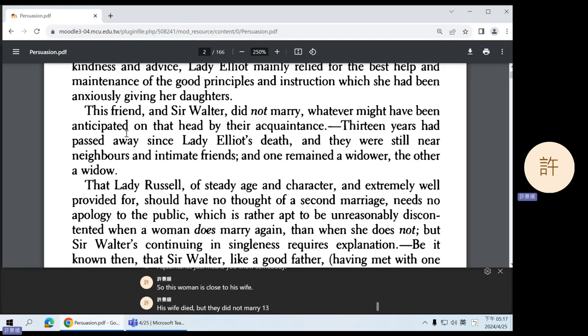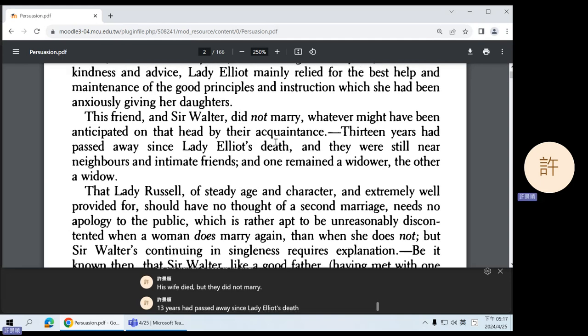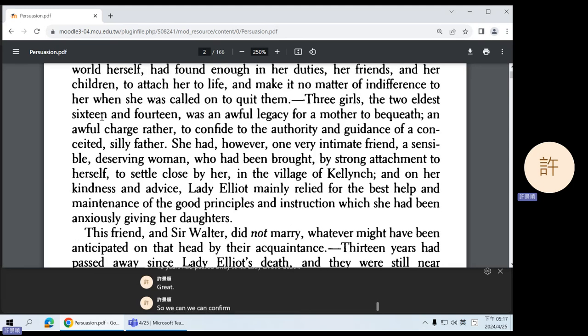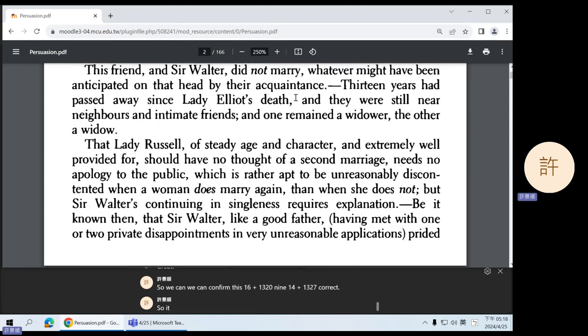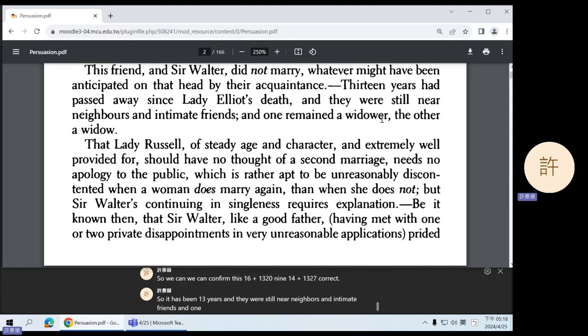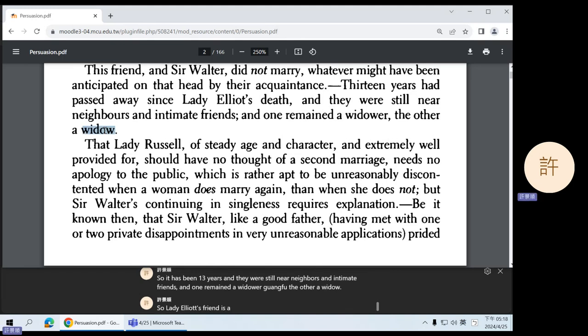13 years had passed away since Lady Elliot's death. Great, so we can confirm this. 16 plus 13, 29. 14 plus 13, 27. Correct. So it has been 13 years. And they were still near neighbors and intimate friends. And one remained a widower, 鳏夫, the other a widow. So Lady Elliot's friend is a widow. Her husband has died.